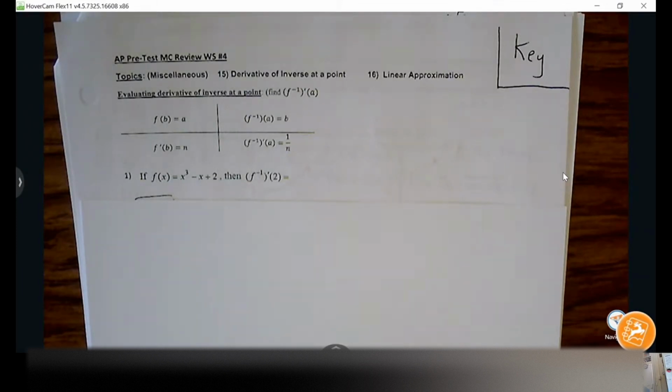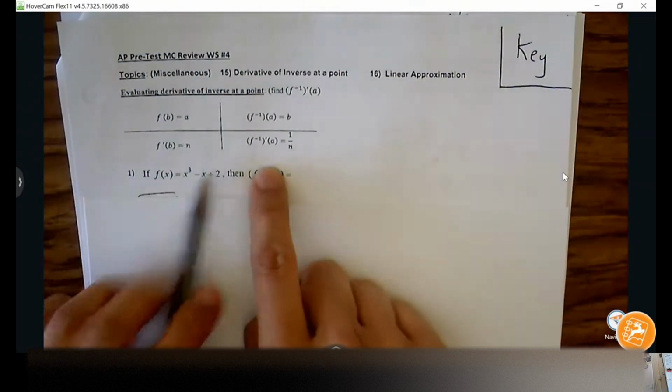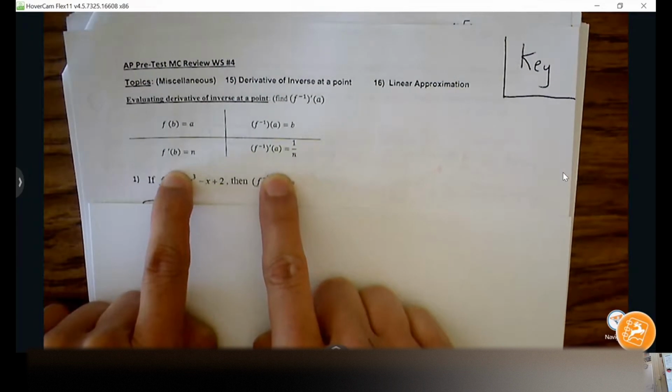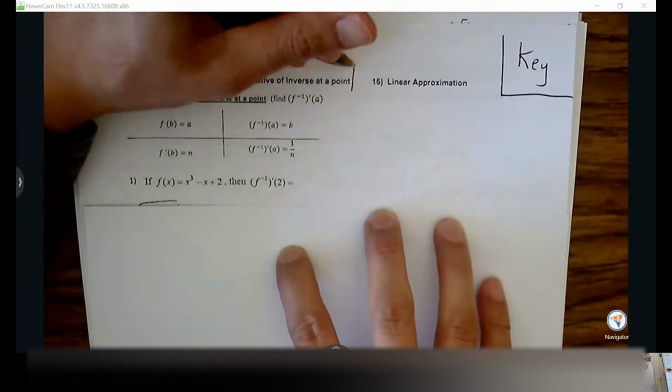Okay, I'll start off with worksheet 4, make sure I cover these two topics. And then if we need to circle back to worksheet 3, we can do that. Okay, so here's the diagram or the chart that helps me progress through problems involving derivative inverse at a point.